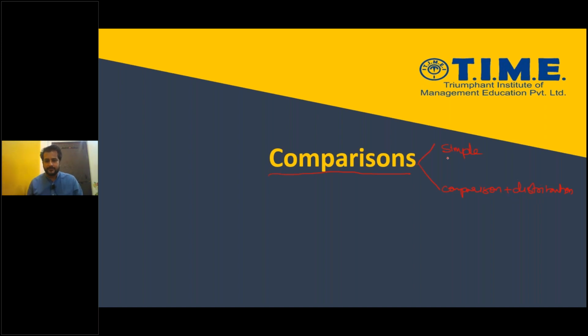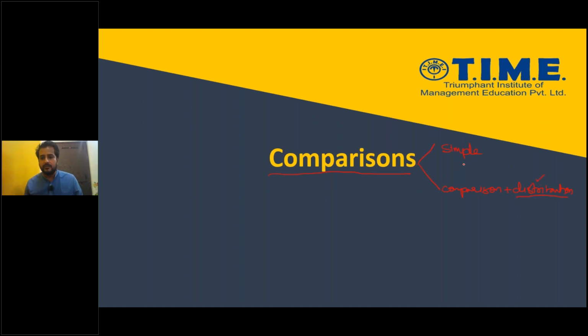Let's discuss. Simple comparison is nothing but you may be given 5 or 6 or 7 persons and you will be given information. They're comparing their heights, their weights, the marks they got in the examinations, followed by clues. But when it is comparison and distribution, you may be given 5 or 6 persons who are comparing their heights or weights or marks, and each of them likes a different color. So that extra parameter is distribution.